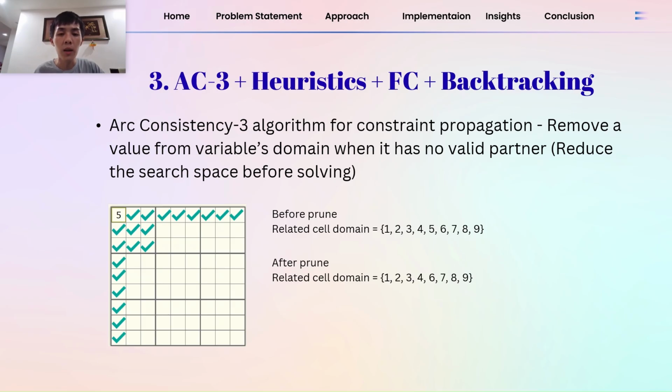For example, if a cell already contains the number 5, AC3 automatically removes 5 from the domains of all related cells in that row, column, and subgrid. This step reduces the search space significantly and makes the solving process faster.